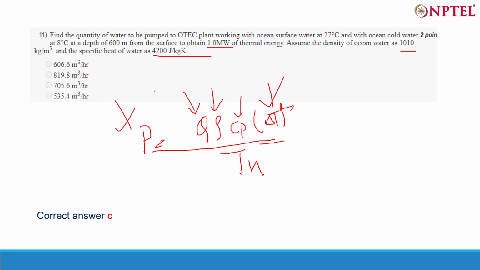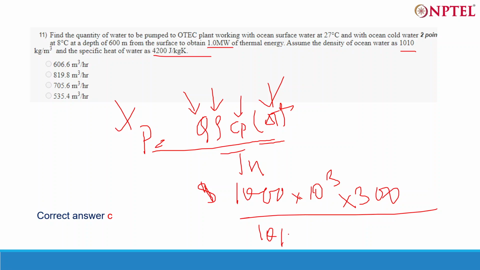Okay, did you get the answer? No? So put the values. The value here is 1000 into 10 power 3, since it is megawatt, into 300 upon 1010 into 4200 into 19 square. So the correct answer will be 705.6 meter cube per hour.